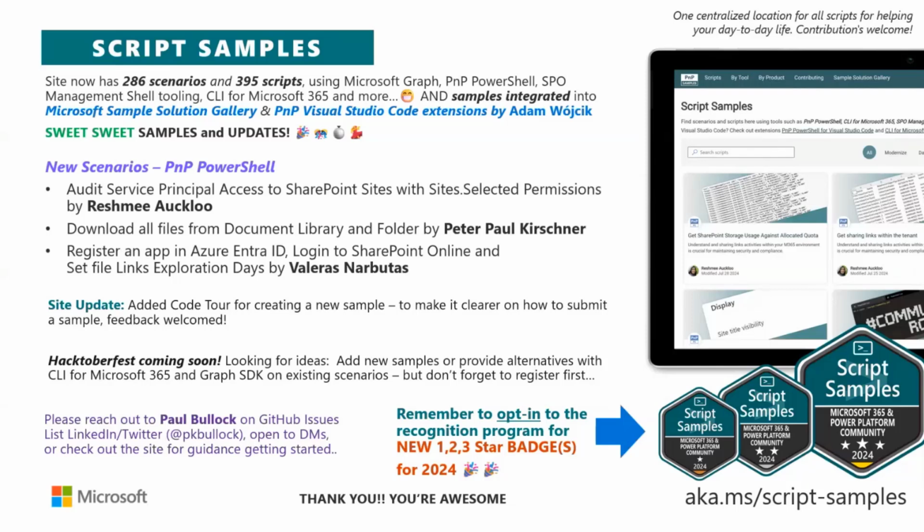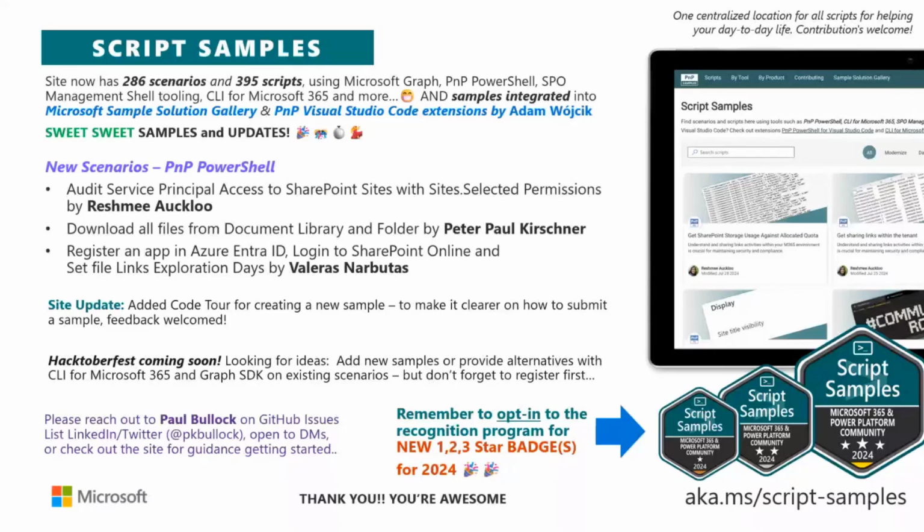So we've got audit service principal and SharePoint sites with site selected permissions by Reshmi Aklu. We've got download all files from document library and folder by Peter Paul Krishna, and register an app with Azure Entra ID, log in SharePoint 9, and set those file links expiration days by Veteras and Arbutus. So this is a super cool submission. Thank you very much to those contributors.